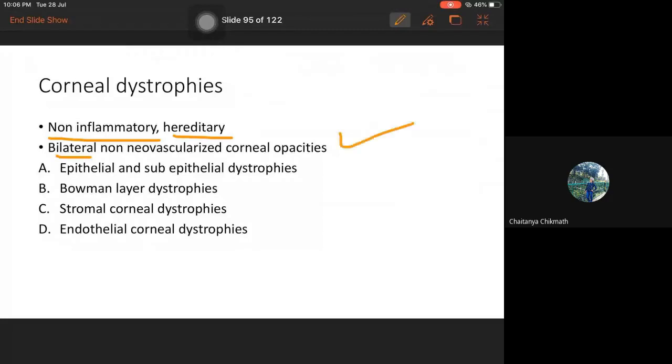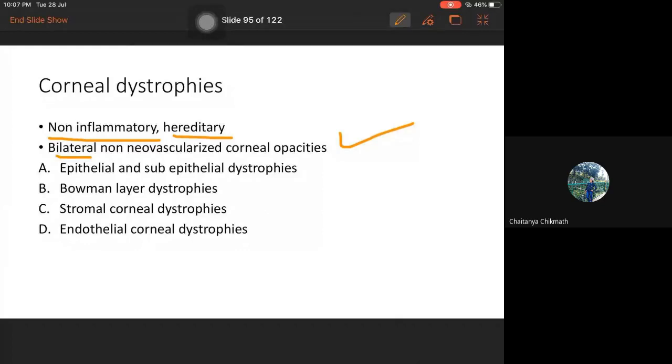You have to keep this in mind. It's purely a genetic problem. It doesn't have any inflammation. It's bilateral in nature. It doesn't have any systemic involvement. It's not neovascularized. It's just a deposition of abnormal protein that is produced by the mutated genes. That you have to keep in mind.